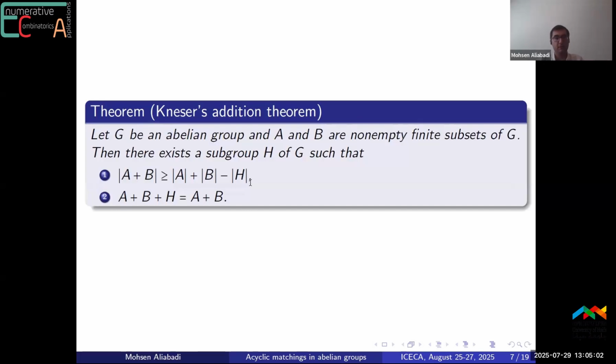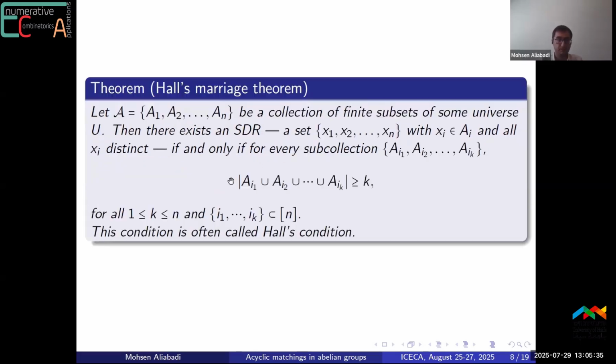So let us review Kneser's addition theorem. In the context of an abelian group, assuming that we are dealing with two finite non-empty subsets A and B of our group, we can guarantee the existence of a subgroup H of G such that the following two conditions hold. First, we are providing a bound on the size of the sumset A + B, and second, we specify this subgroup that we previously obtained. It would be the stabilizer of the sumset.